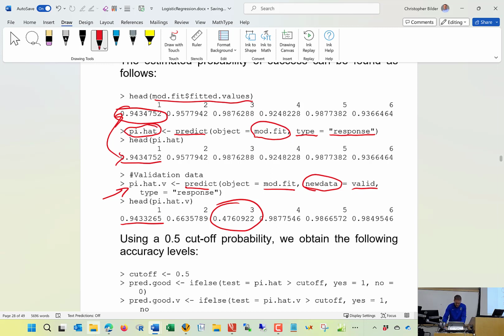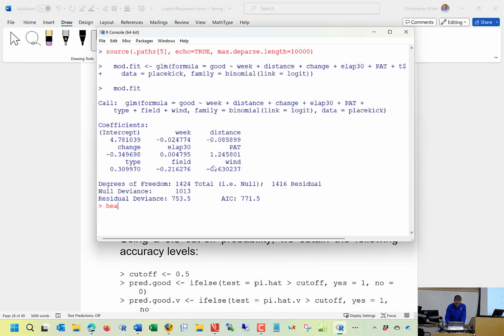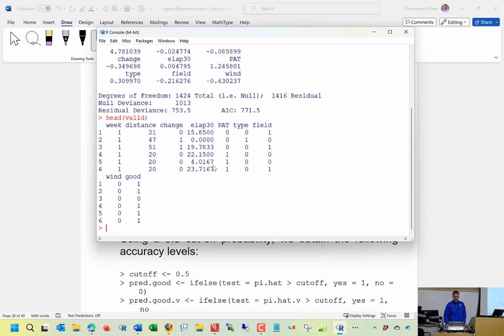And since I have this open here, let's take a look at the validation data set. Did we actually predict it right? And in fact, we did. That third observation was actually a failure. Notice that that observation was a 51-yard place kick, so it's kind of long. And change was equal to 1, so it was done under pressure.